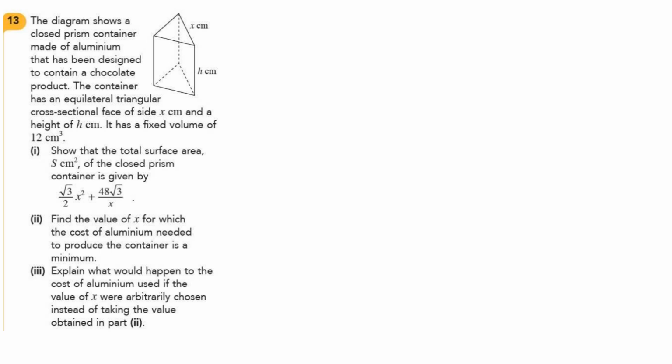Alright, so we have painstakingly shown part 1, that is to show that the total surface area is given by square root 3 over 2 x squared plus 48 square root 3 over x. The next part of the question is, you are told to find the value of x for which the cost of aluminum foil needed is a minimum.